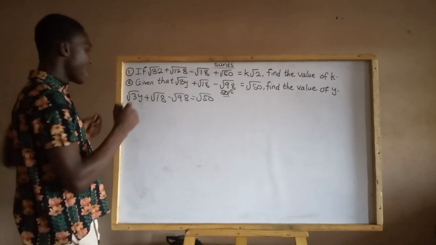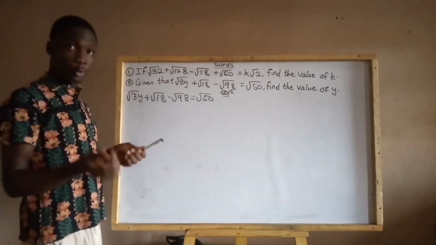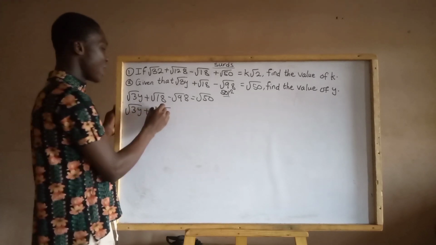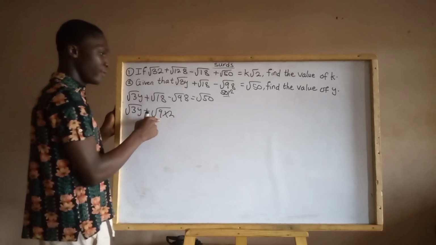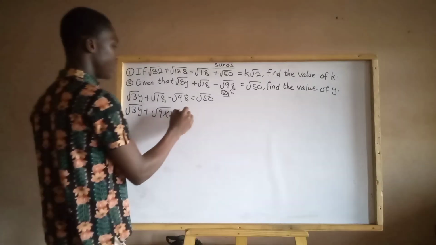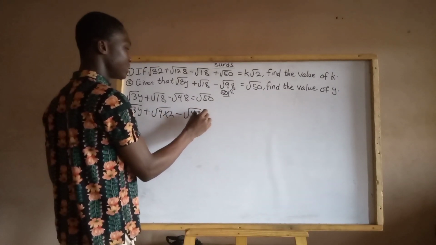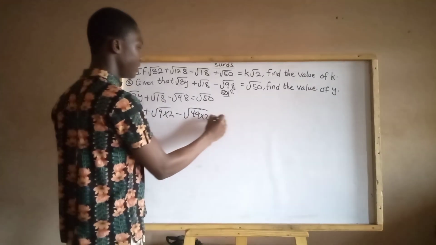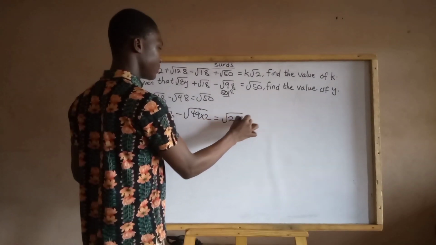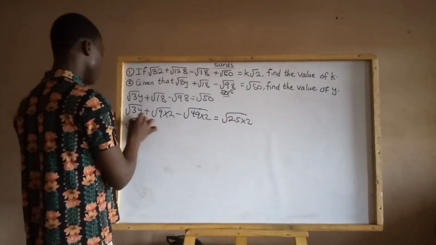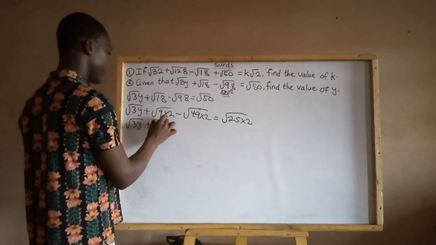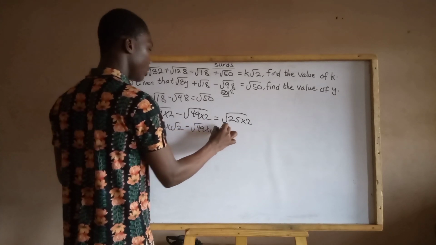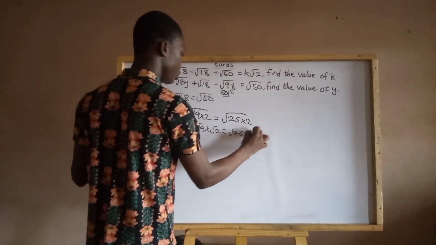So here we have to simplify them to get a common root as usual. So we have root of 3y plus, here root of 18, we have 9 times 2. 9 is a perfect square. By all means, you have to get a perfect square. And here root of 98, you have 49 times 2. 49 is a perfect square because 7 times 7 is 49. Is equal to root of 25 times 2. So you have root of 3y plus root of 9 times root of 2 minus root of 49 times root of 2 is equal to root of 25 times root of 2.